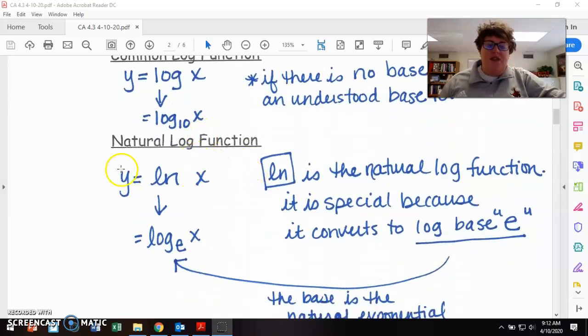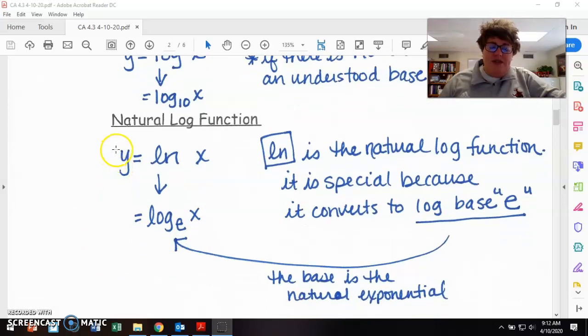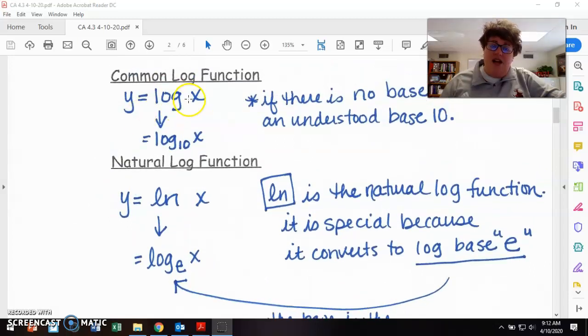Natural log. So the second special case we have is y equals natural log of x, ln of x. And ln is our natural log function, and it's special because it converts to log base e. So if you have ln, what that means is log base e. In the last section we talked about the natural exponential where you had e to the x and it goes really fast, really quick. We saw that calculator button. So this is the special case for natural log. If it's a log and it doesn't have a base, then it's understood base 10. If it's ln or natural log, that means it's log base e.